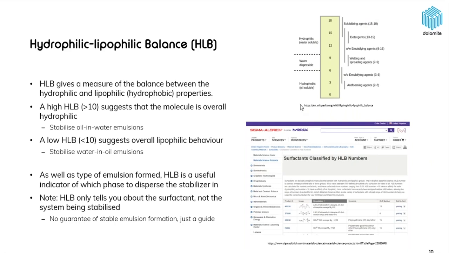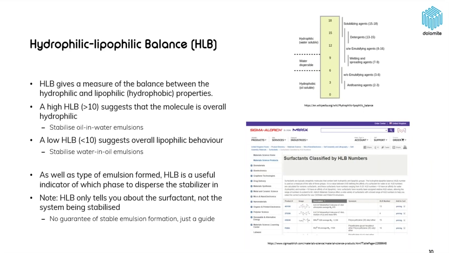Another useful thing about HLB is it acts as an indicator of which of the two phases you would like to disperse your stabilizer in to begin with. So obviously, if it's more lipophilic, that would tend to suggest you want to disperse it in the lipophilic phase. It is only an indicator, though, of performance. It will tell you information about the surfactant itself, but there are two components to consider. One is the surfactant you're using, and the other is the interface that you're trying to stabilize. And so it gives you information on one but not the other.